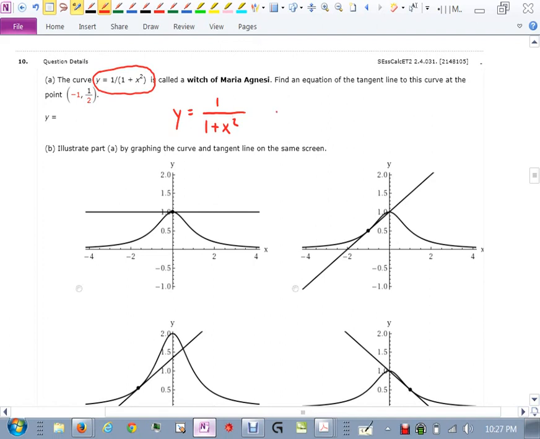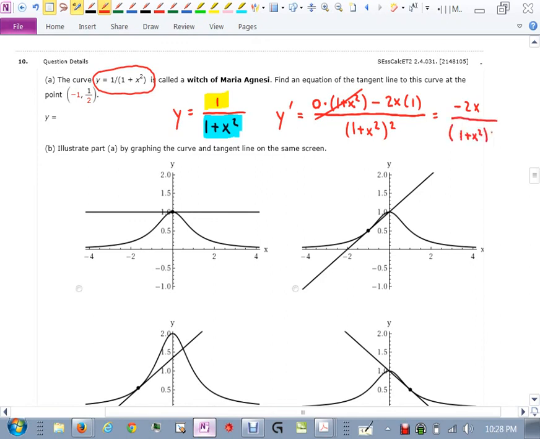Now, let's talk about the derivative. We have a top. We have a bottom. We use the quotient rule. The derivative of the top is 0, right? The derivative of 1 is 0 times the bottom. That's really not going to matter because 0 is going to kill it. Minus the derivative of the bottom, which is just 2x, times the top, which is 1, and then over the bottom squared. Let's get rid of this whole thing because the 0 is going to kill that out. I'm left with negative 2x over 1 plus x squared, squared.